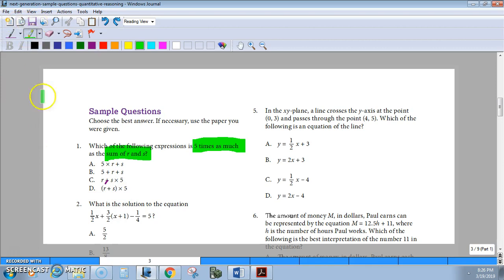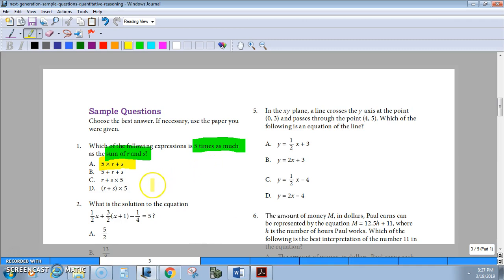So first we need to know what is the sum of r plus s. What it looks like to me is it's more of an order of operations question. It wants to figure out if you know what to do first, multiply or add. So here, if we just look at this straight with no parentheses, you're going to multiply 5 times r and then add s. And what's that going to be is only 5 times r. But it says 5 times the sum of r plus s.